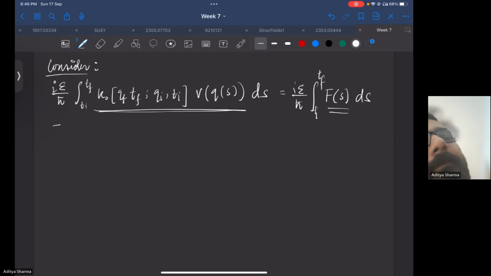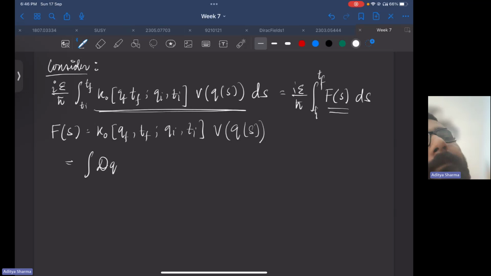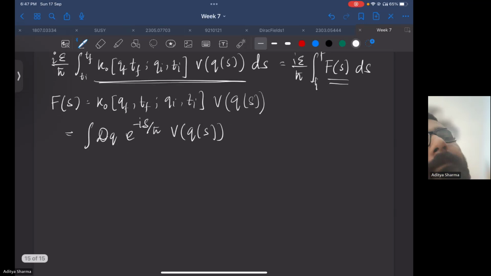F of s is equal to k naught Qa, Tf, Tf, Tn, Tf, Tfs. This is nothing but integral of dq to the power minus s minus h Tf, Tfs. Okay. Now what I want to do is I want to put this in Q, and I will tell you how I'll be able to put it.